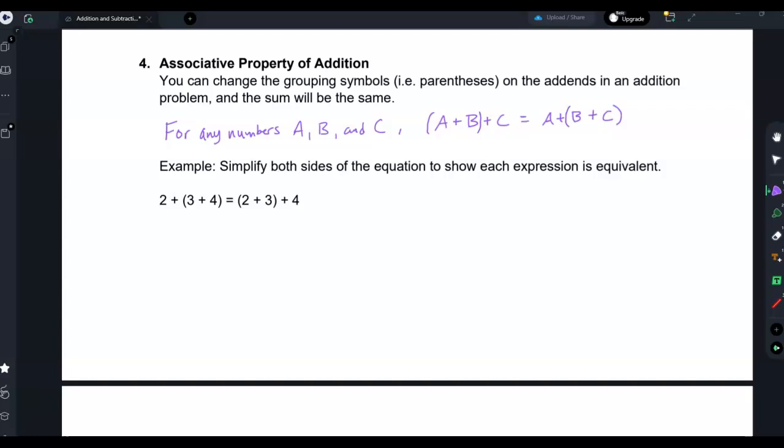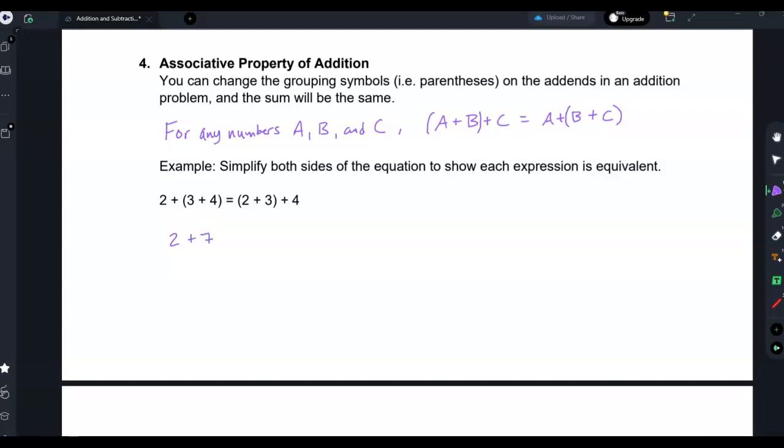If I'm adding the numbers 2 plus 3 plus 4, one way I could do that is to add the 3 and 4 together first. That means the association or the grouping is on the 3 and 4. So following my order of operations, doing what's in parentheses first, 3 plus 4 is 7. So this would get me 2 plus 7.